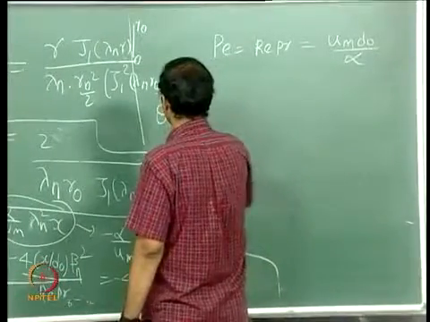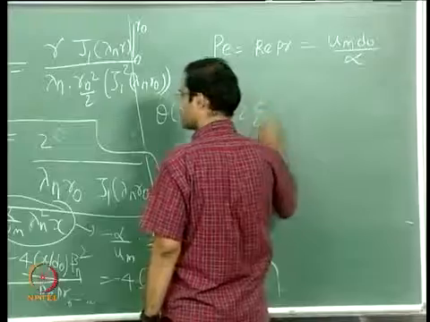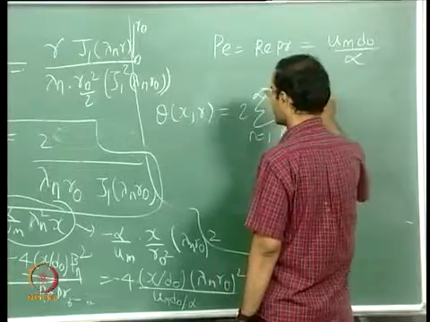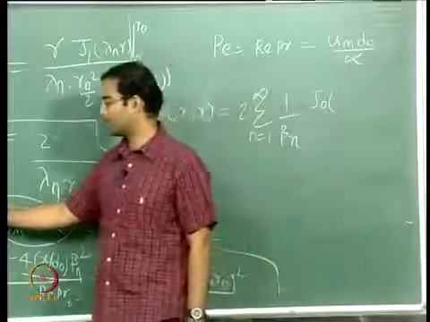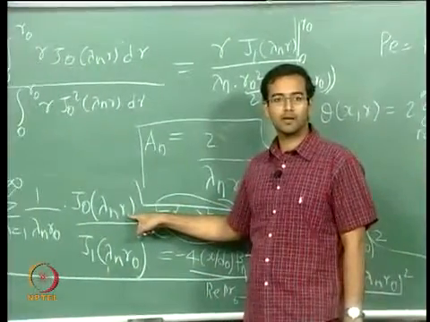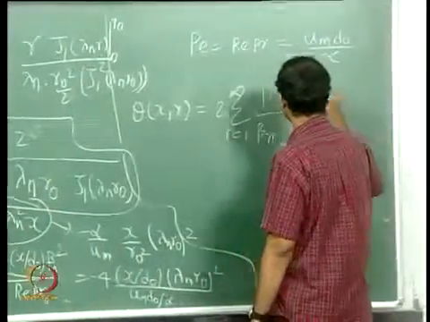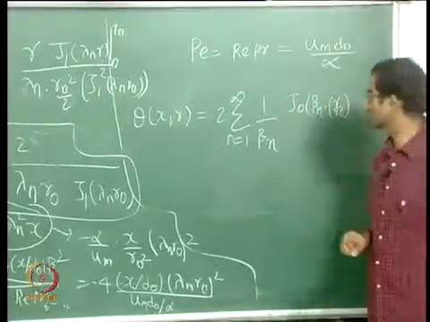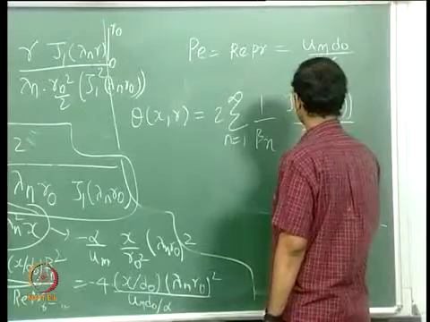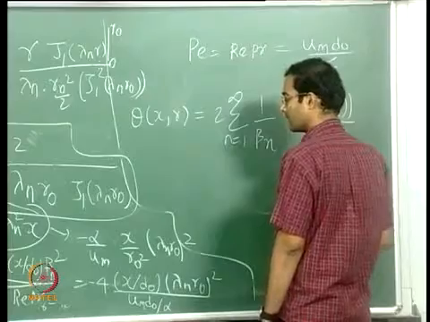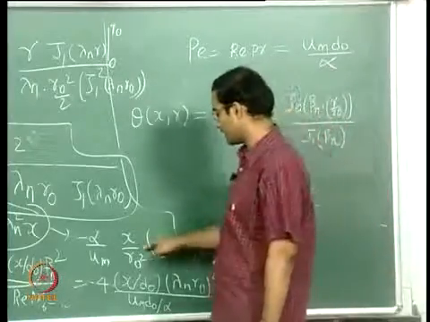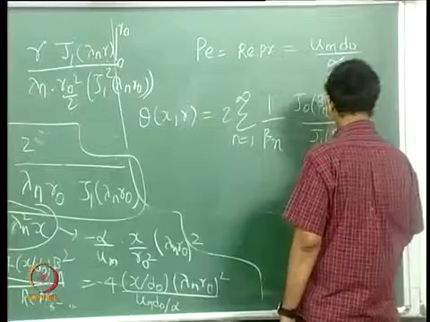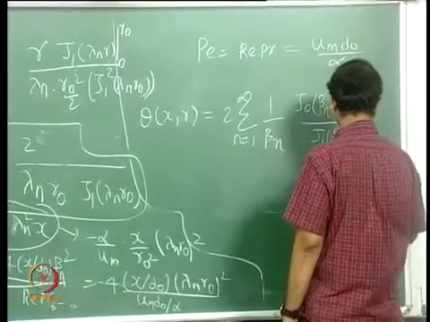Therefore in terms of the non-dimensional form, you can describe your theta as twice the sum n equal to 1 to infinity of 1 by beta n, J naught. Now how do you write this lambda n r? You divide and multiply by r naught, so then that will become beta n times r by r naught, divided by J1 beta n, into e power, this entire thing can be written as minus 4 x by d naught into lambda n r naught, which is nothing but beta n square divided by Peclet number.